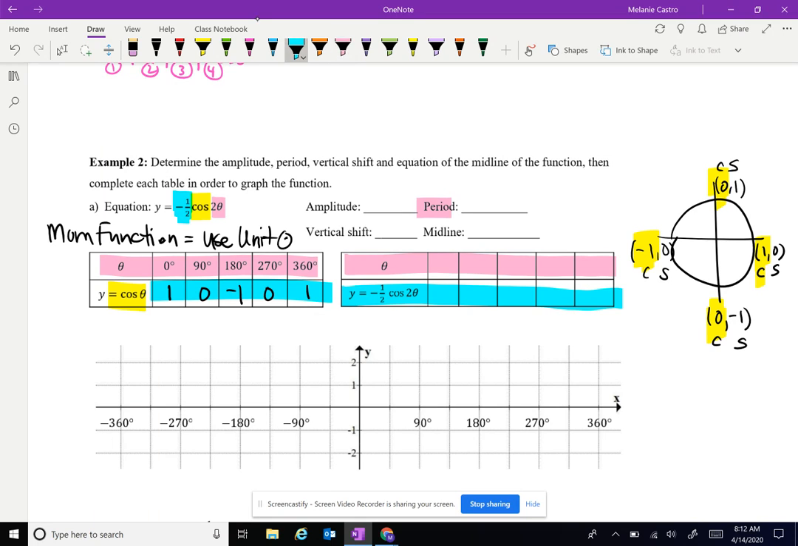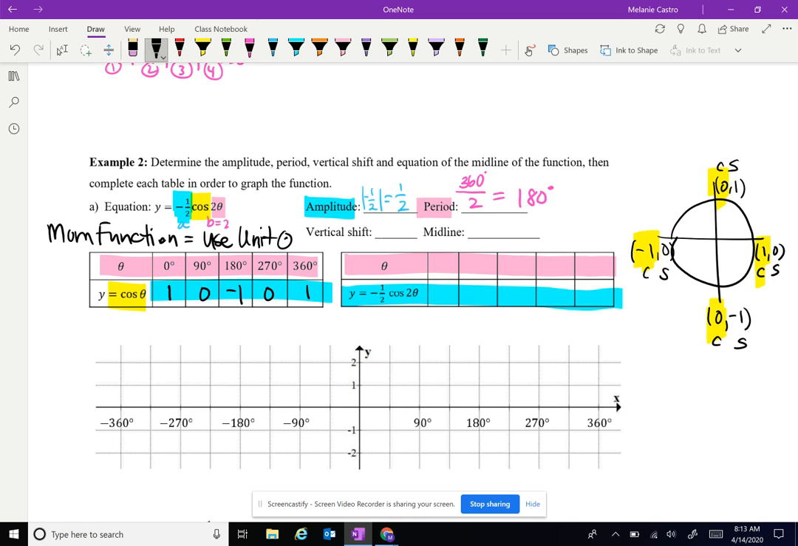First we're going to look at what the amplitude is. That formula should be the absolute value of A. Here A is -1/2, so our amplitude would be +1/2. So it's going to go up and down a total of up 1/2 and down 1/2. For the period, that formula should be 360 divided by B, and in this case, B is 2. So 360 divided by 2 is 180.